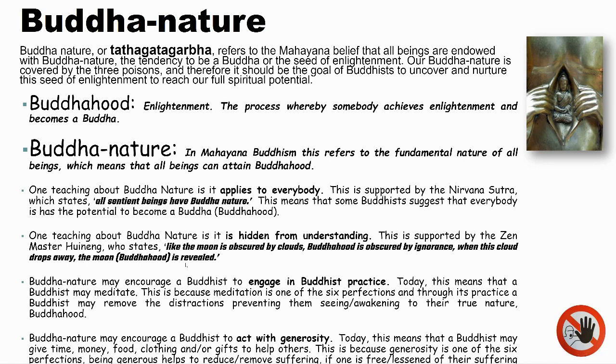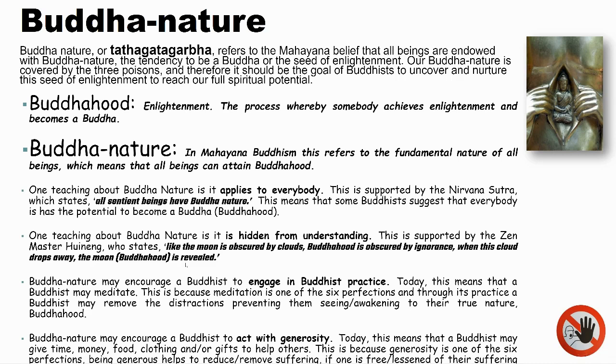One teaching about Buddha nature is that it's obscured, it's hidden from understanding. And the Zen Buddhist Huineng, one of the early important Zen Buddhists, perhaps the founder in China of what would become Japanese Zen Buddhism, says, like the moon is obscured by clouds, Buddhahood is obscured by ignorance. When this cloud drops away, the moon, Buddhahood, is revealed, or we achieve it. So Buddhahood's the aim, the goal. Buddha nature is the potential that we have within us, and the process of gaining Buddhahood is what Mahayana meditation and other things encourage. And so, yes, Buddha nature teaching would encourage Buddhists to engage in the kind of Buddhist practice of meditation.